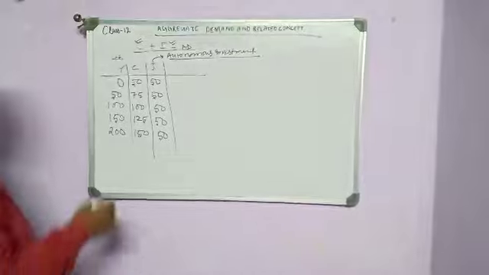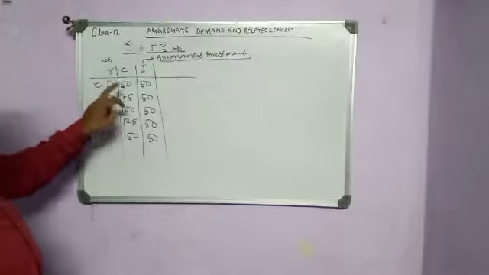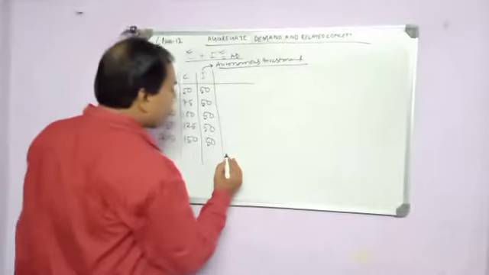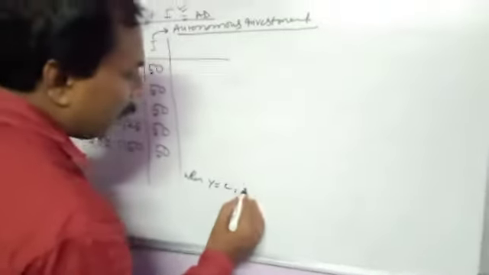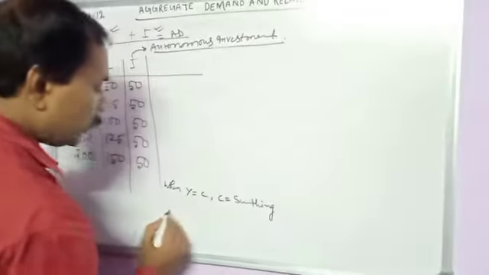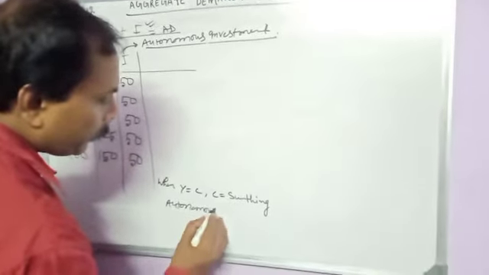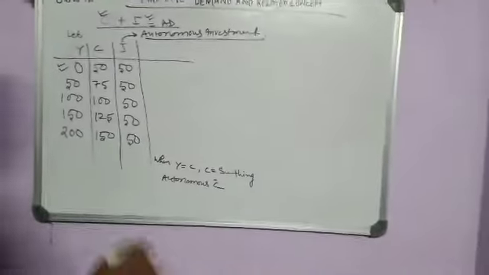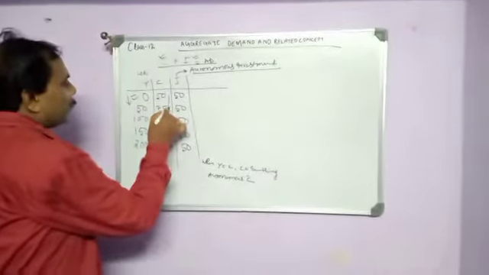So what do you find? You find two things. First, when income is zero, consumption is something that is known as autonomous consumption. When Y is equal to 0 and C is equal to something, it is known as autonomous consumption, which is denoted by C bar. Clear? Now, second, as the income is increasing, consumption is also increasing.